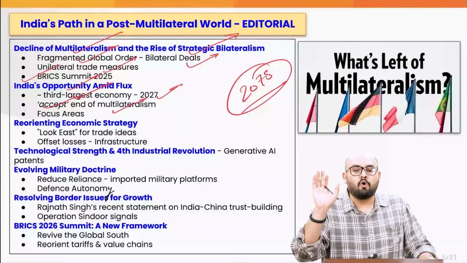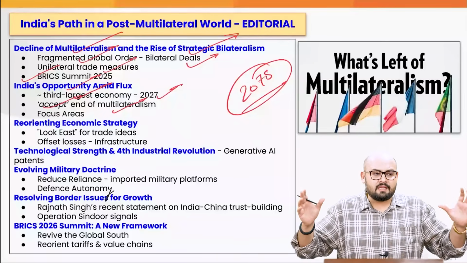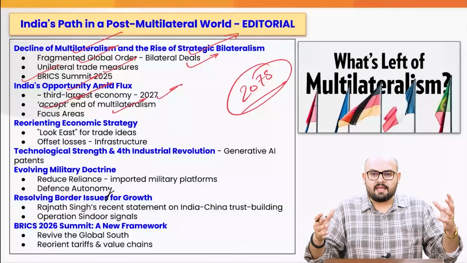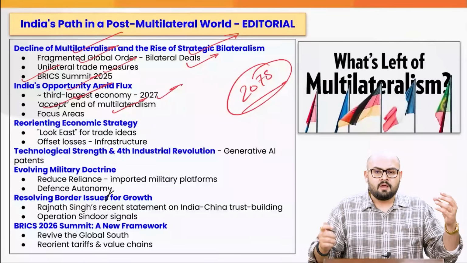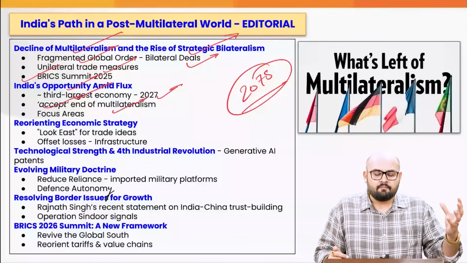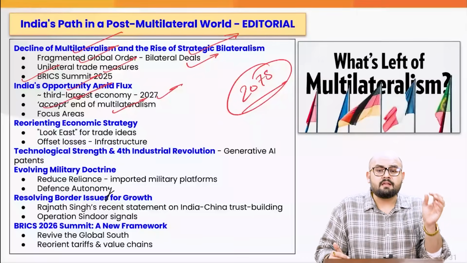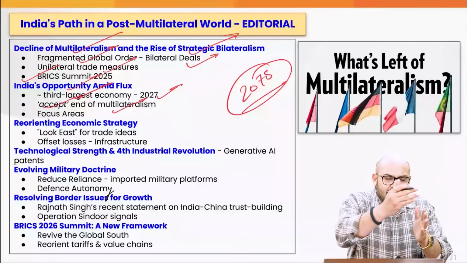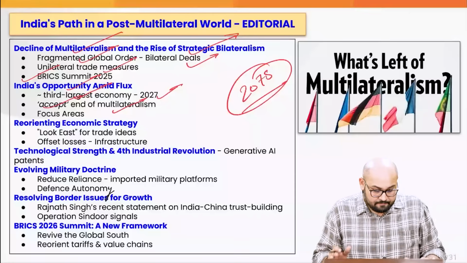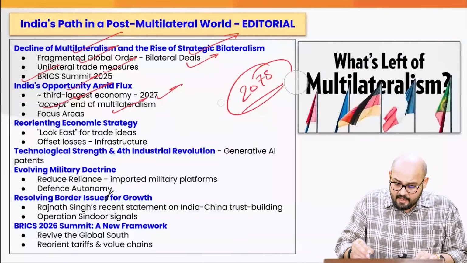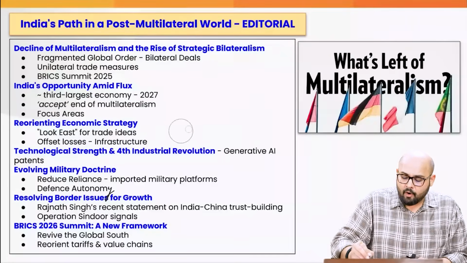India should not hope that these international institutions and organizations will come back to life. We should accept that this is the end of multilateralism, and countries are now resorting to bilateral or minilateral settlements. What the author says is that India should focus upon three important areas.